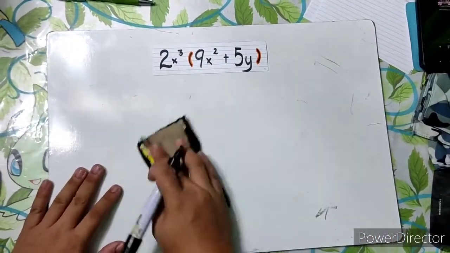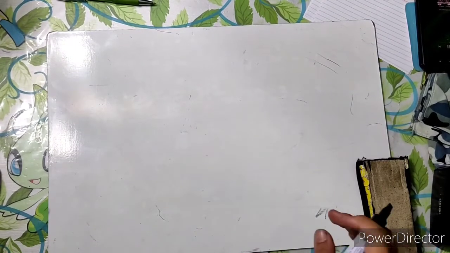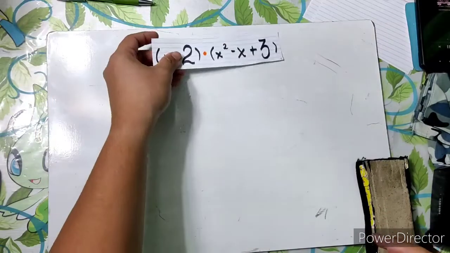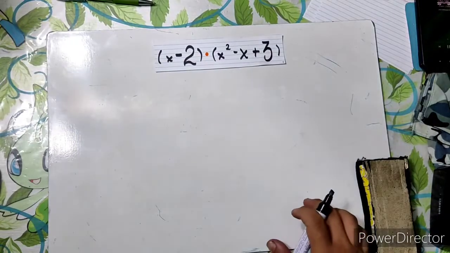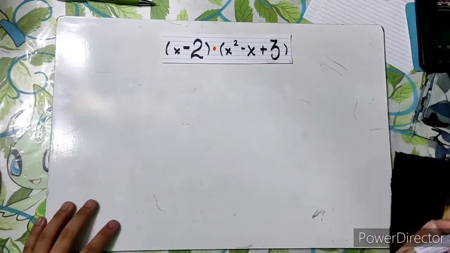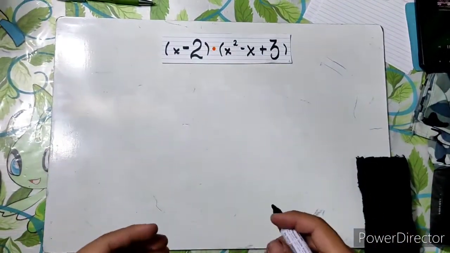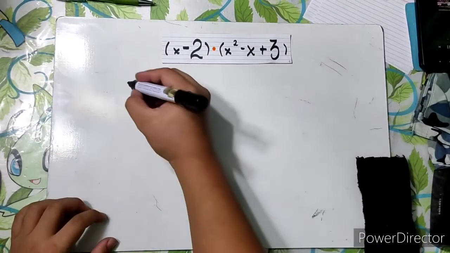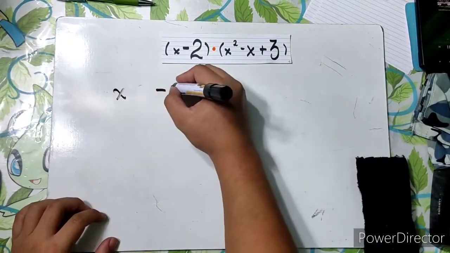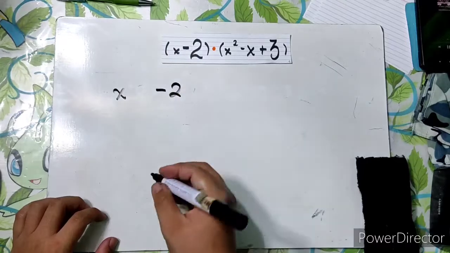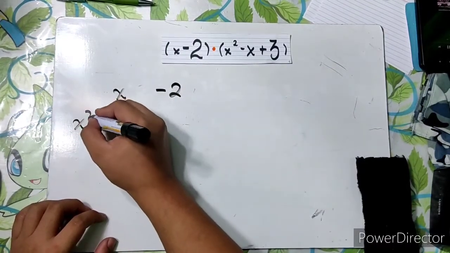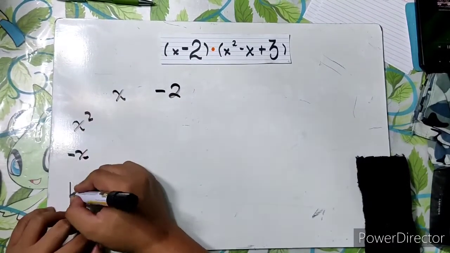Next example, do you still remember the FOIL method? If so, we can use it here. But in this case, we'll be using a table. So we'll just put x and negative 2 on one side, and x squared, negative x, and positive 3 on the other.